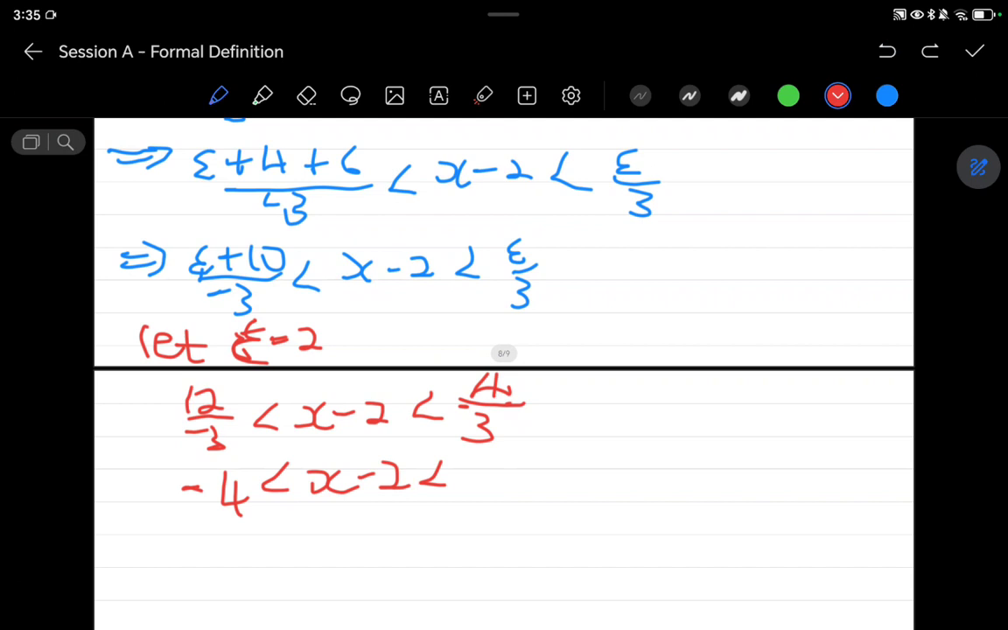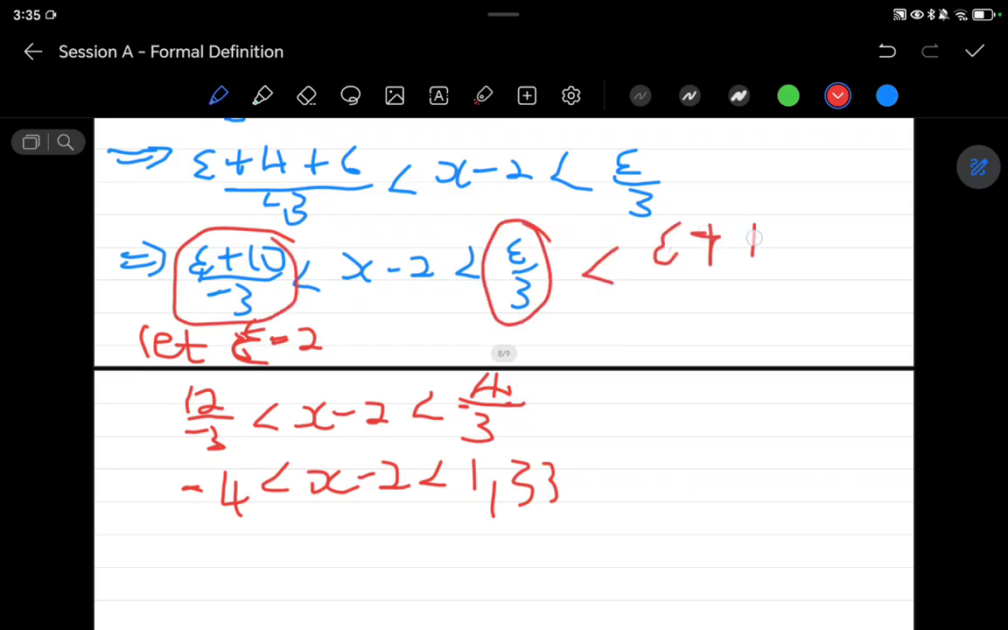So 4 over 3, the question is what is 4 over 3? It's 1.33 something. So now you need to choose between these two which one you're going to put on the other side. It's either we put e plus 10 over 3 here, or we put minus e over 3 here.